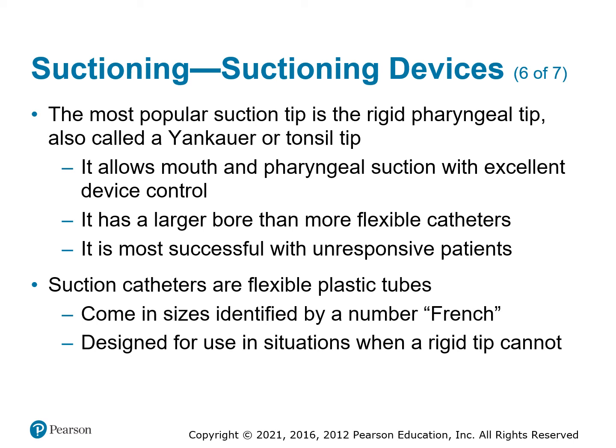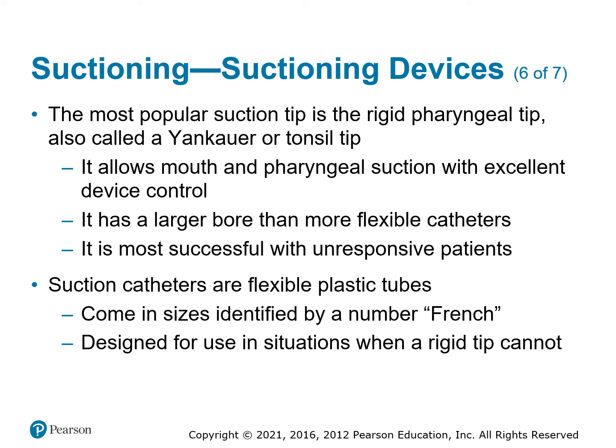So there are two different types of suction tips we're going to run into. A Yankauer or a tonsil tip, it's a rigid suction device. It's really good for maintaining the airway. You can get it in unresponsive patients, slip it in the back of the throat. But we want to be careful and not stick it in far enough to cause a gag reflex. It'd be kind of bad if we're trying to clear an airway and we stimulate the vomiting reflex and block the airway. Kind of defeats your purpose there.